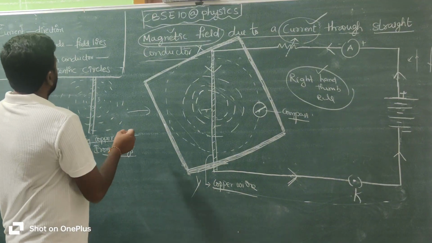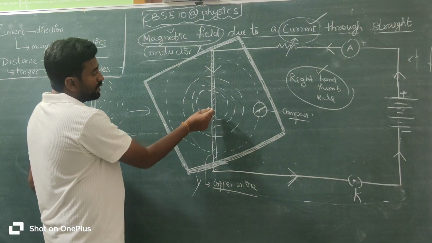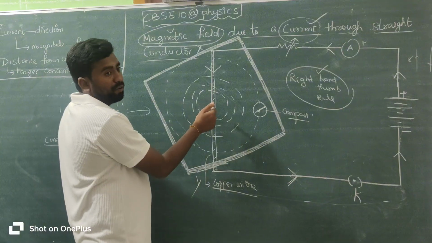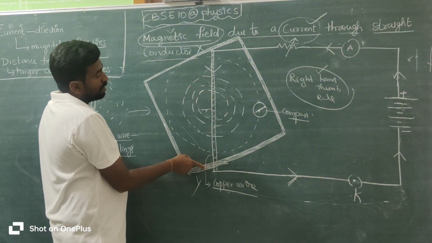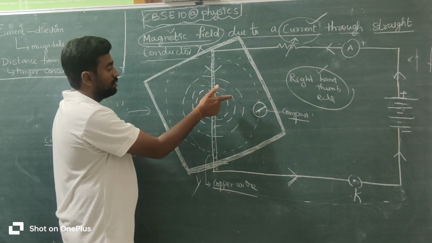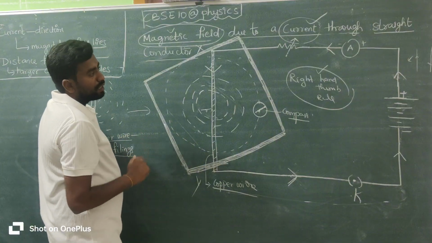When you increase the current in the copper wire, the concentric circles are very close. When the current is more, the magnetic field is more. When you decrease the current in this copper wire, the concentric circles are bigger, and the magnetic field is less or weak. This is the second observation.